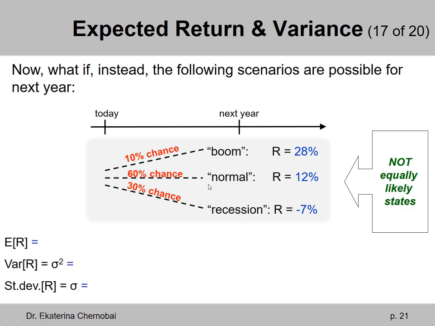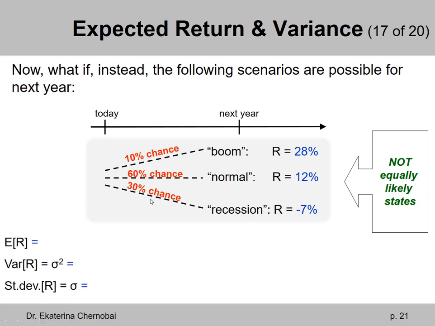Let's change this problem a little bit. We have the same three scenarios: boom, normal, recession, the same possible returns in each state: 28%, 12%, minus 7%. But this time, the three states of the economy are not equally likely. The boom state will happen with a 10% chance. The normal state of the economy is the most likely scenario. It will happen with a 60% chance or probability. And the recession scenario will happen with the remaining probability, which is 30%.